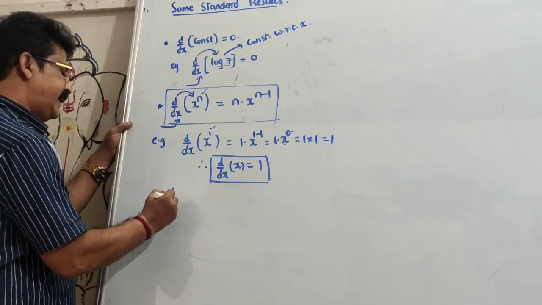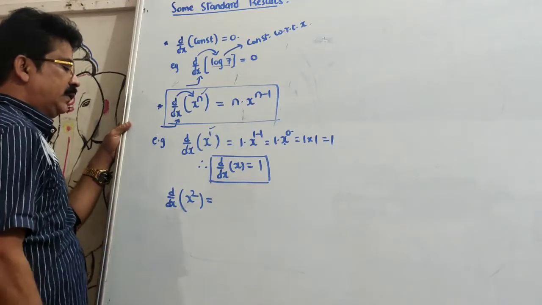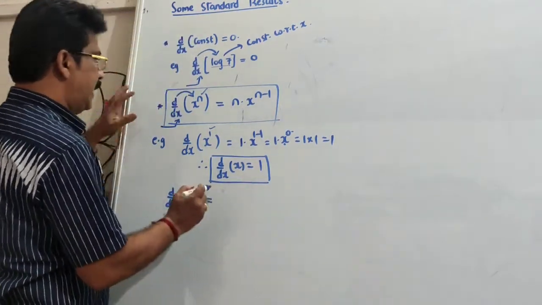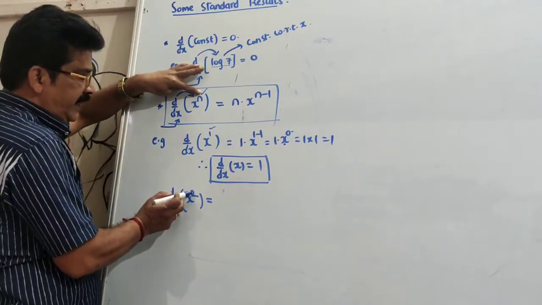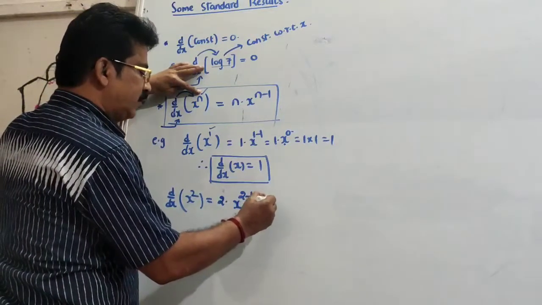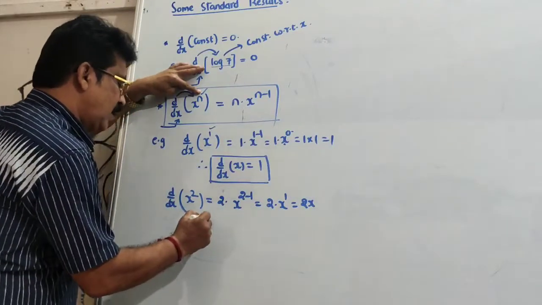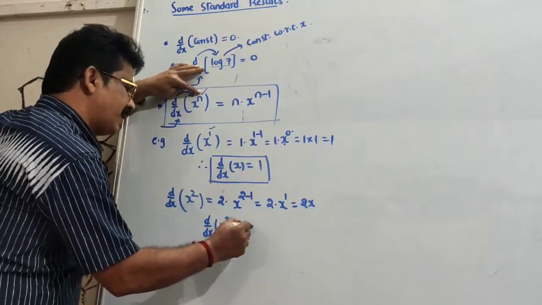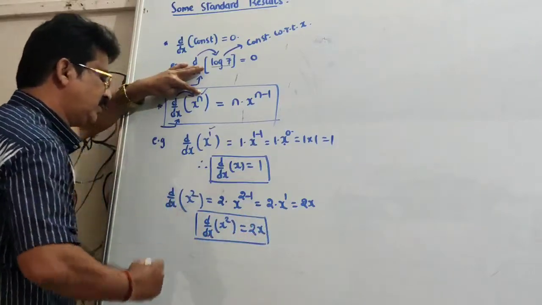Next, second example, d by dx of x square. Here compare with d by dx of x to the power of n. Instead of n, what is there? 2. So put n equal to 2. So it is 2 into x to the power of 2 minus 1, so 2 into x to the power of 1, so 2x. It is better to treat this small question as a formula: d by dx of x square is equal to 2x.